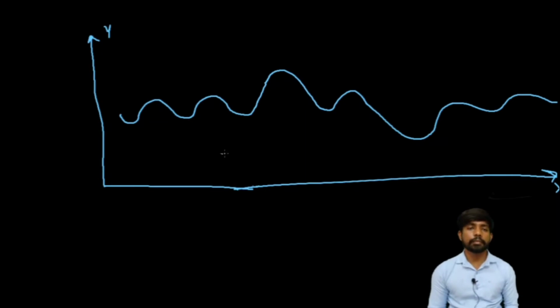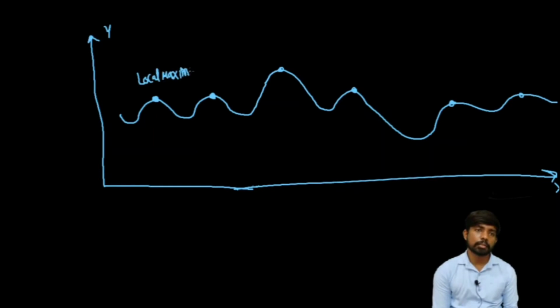Here we have a curve. This point we call a maxima. This point we call a maxima. In general, we call all these maximum points local maximas. Local maxima, local maxima, local maxima.